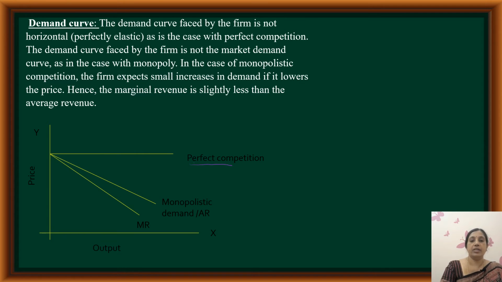You can see in the diagram, this is perfect competition, and we know that under perfect competition, P is nothing but MR, and MR is equal to AR, and AR itself we call the demand curve. In a similar way, under a monopolistic competitive market, the demand curve for firms is nothing but the AR. And one thing you have to remember, dear students: MR lies below AR. Under monopolistic competition, MR and AR are very close. The difference between AR and MR is very small.